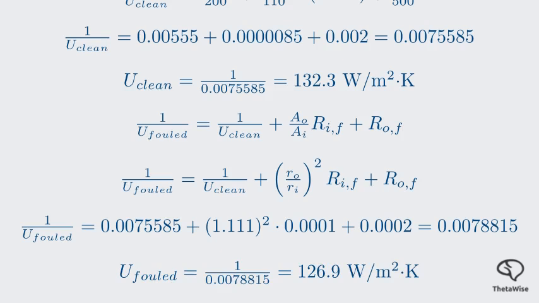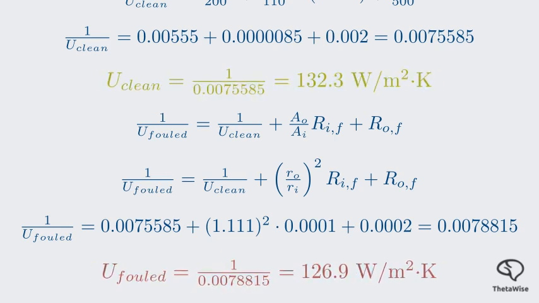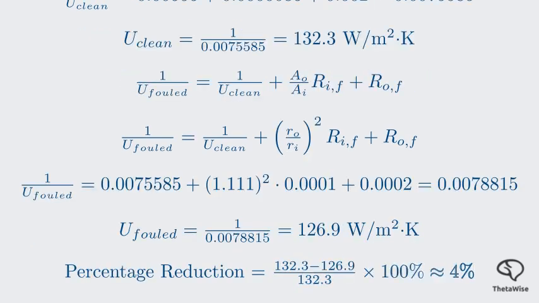This is 0.00755 plus 0.01823 plus 0.0002, which sums to 0.0078815. Taking the reciprocal gives U fouled equals 126.9 watts per square meter Kelvin. As you can see, fouling has decreased the overall heat transfer coefficient from 132.3 to 126.9. This 4% reduction, if not accounted for in the design, can lead to a significant drop in performance over the exchanger's lifetime.